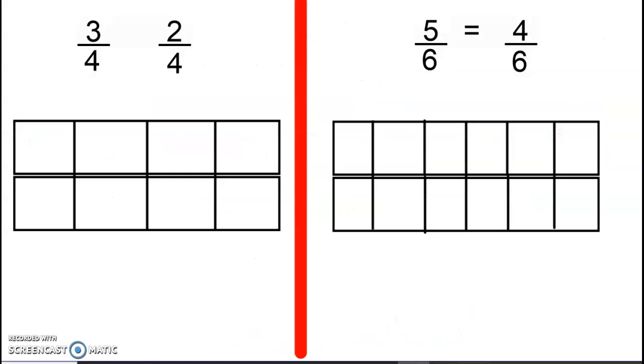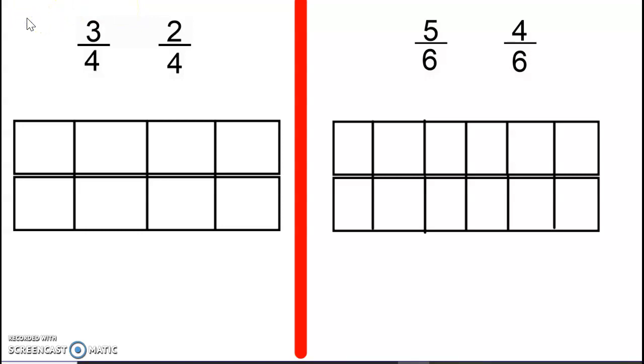Okay, let's do a couple examples together. This would be a great time to grab a piece of paper or your whiteboard and follow along with me so that you can check yourself here as well. Okay, so, sorry, I just noticed there's an equal sign over here. Good. Okay, so let's take a look at 3/4 and 2/4.